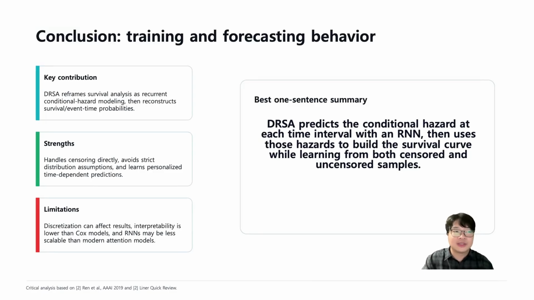However, there are also limitations. Because time is discrete, the interval design can affect the result. Also, compared with Cox models, DRSA is less interpretable. Finally, because it is based on RNN, it may be less scalable than modern attention-based models for very long time horizons. The best one sentence summary is: predict the conditional hazard at each time interval with an RNN, then use those hazards to build the survival curve while learning from both censored and uncensored samples.